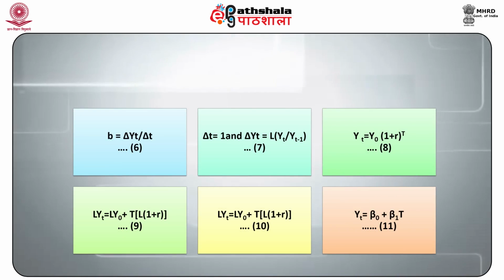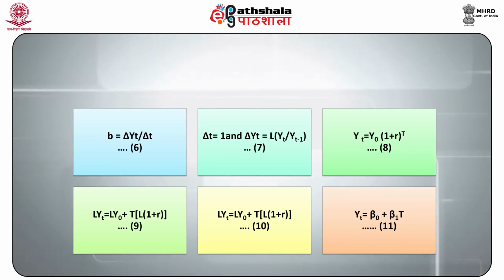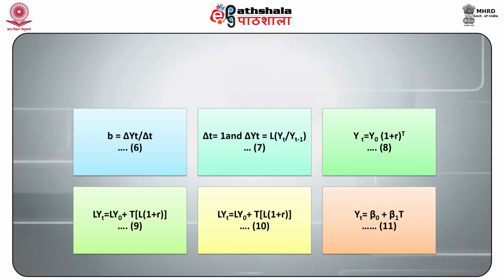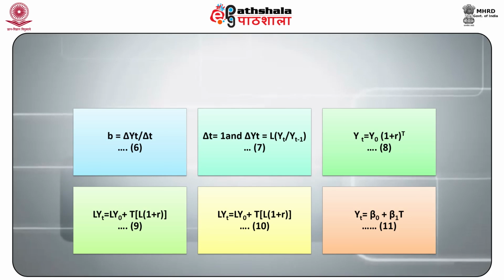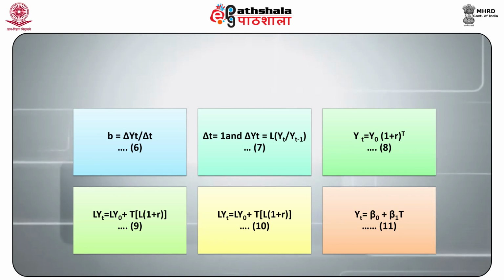Now in terms of a regression equation, b is always treated as delta y upon delta x. Here x is not x but it is time. Therefore b is equal to delta yt upon delta t, and we know that delta t is addition of one time period, which is simply 1, and delta yt is nothing but the change in the left hand side variable, which is log of yt. This could be expressed as log of yt upon yt minus 1.